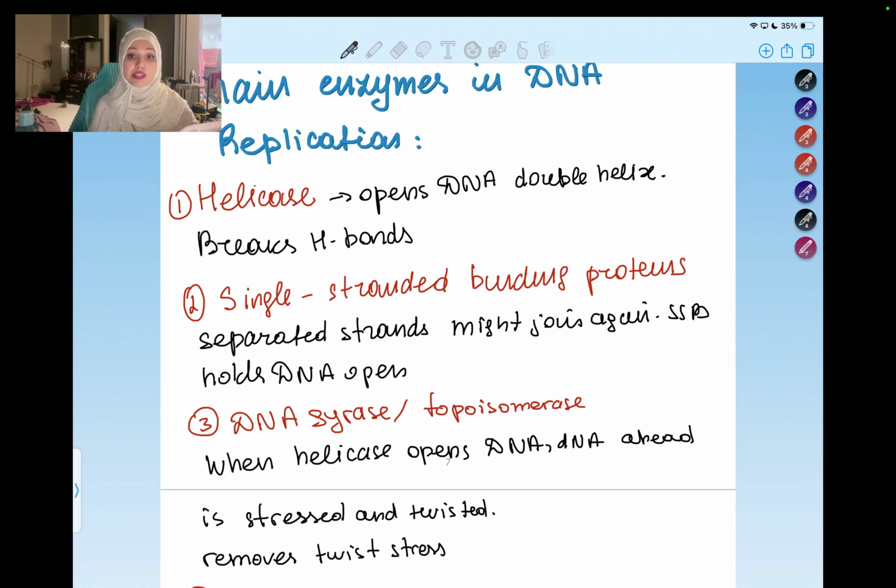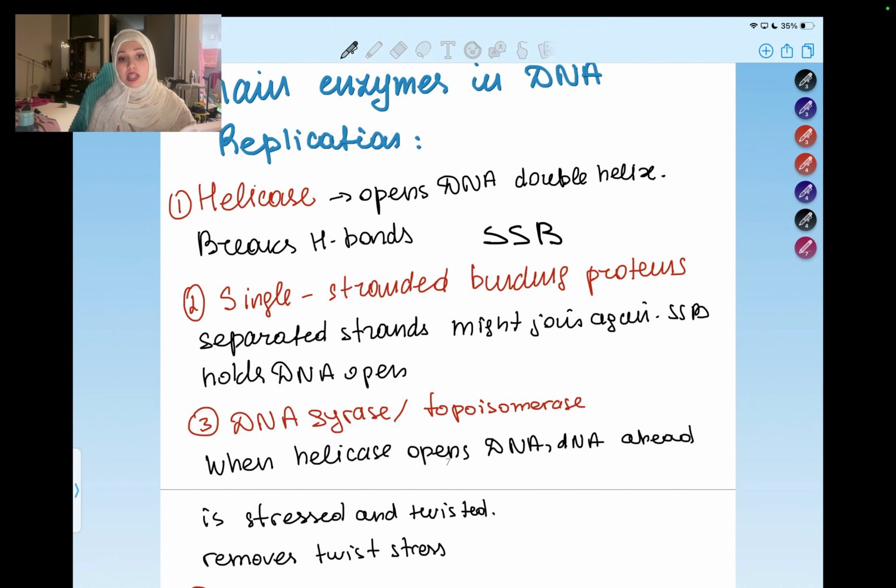And then we have single-stranded binding proteins. They are usually called SSB proteins as well. The separated strands might join again because they tend to join again, so SSB proteins hold the DNA open and do not let them join.